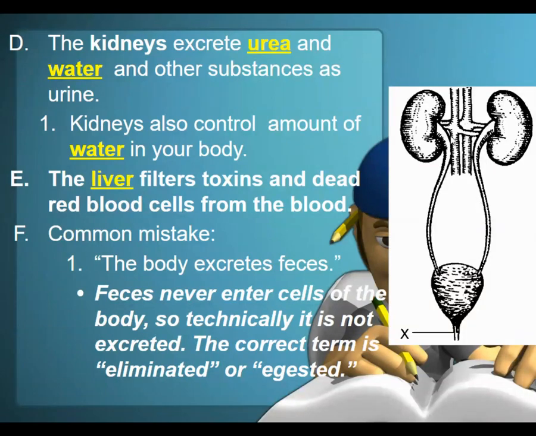Okay, so let's take a look at this picture of your kidneys. You've got two kidneys up here, and they're connected by this tube down to your urinary bladder. This tube is called the ureter, and then letter X is pointing to the urethra. That's how urine leaves the body, either through the penis in males or just through the urethra in females.